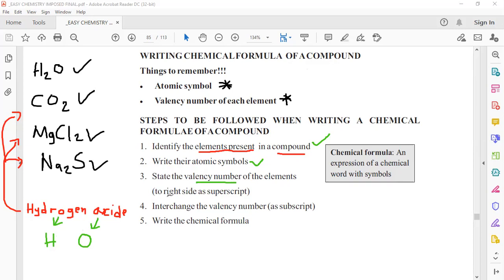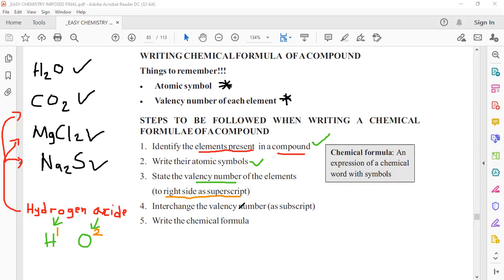The emphasis is to write the valency number on the right side of an element as a superscript. The valence number of hydrogen is 1. Then what is the valence number of oxygen? When you go to the periodic table, you find that the valence number of oxygen is 2.